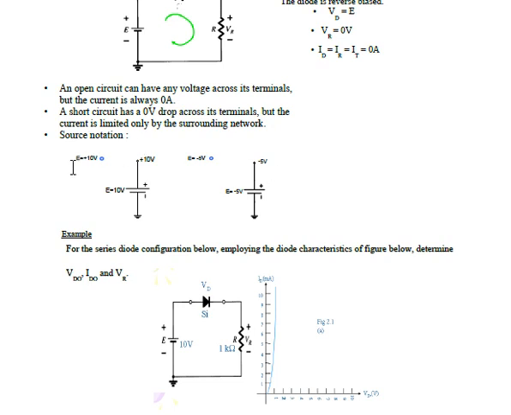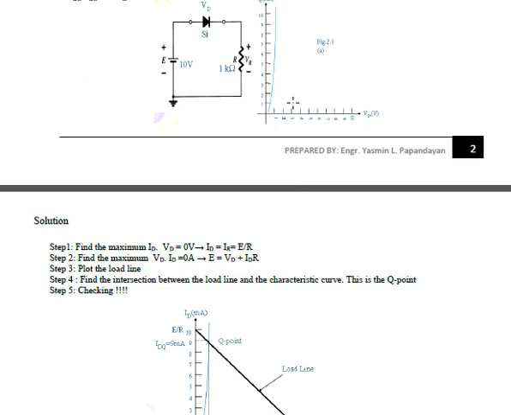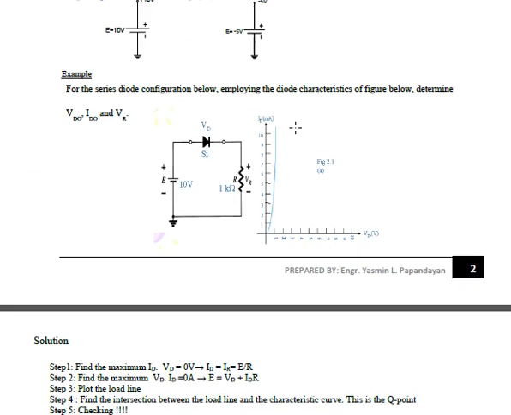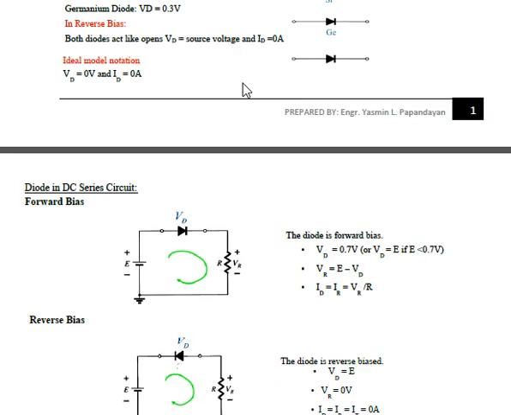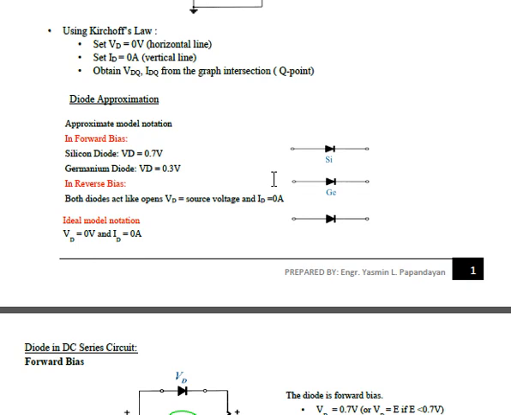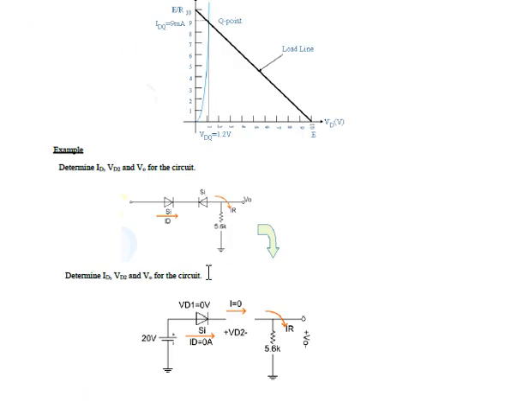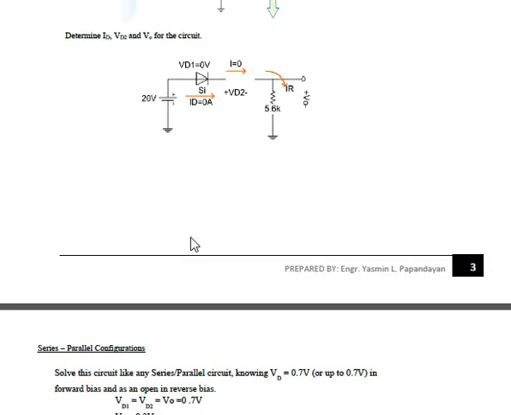So we have here the source notation, no? So if you will see this, kindly apply this notation here. Okay. Now, we have here an example, so please study these examples. This just suggests what I have said kanina dito, no, in order to find the characteristic graph and the load line analysis in order to have the Q point of a certain graph. Okay, so please study this example. We also have an example here on how to determine the current and voltage across the diode. So please study this also.